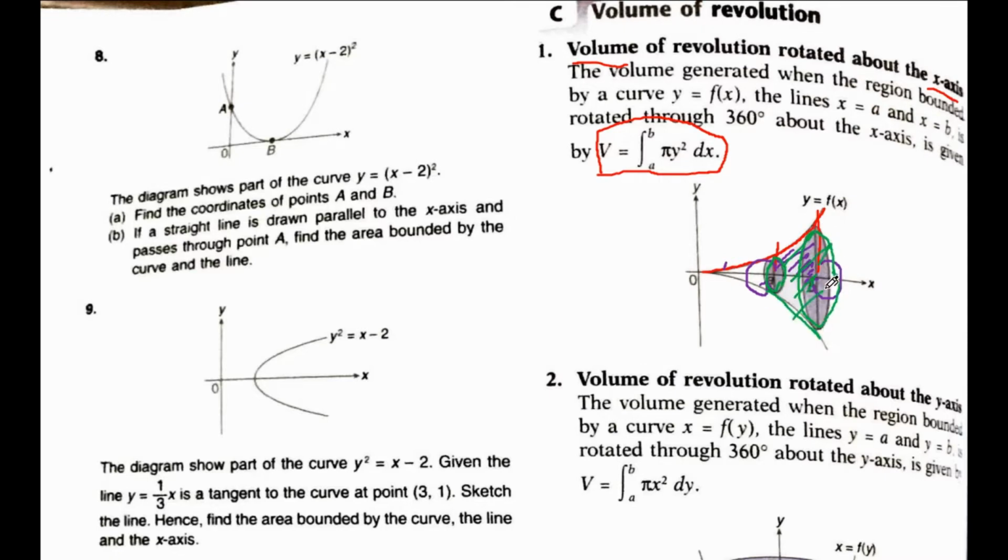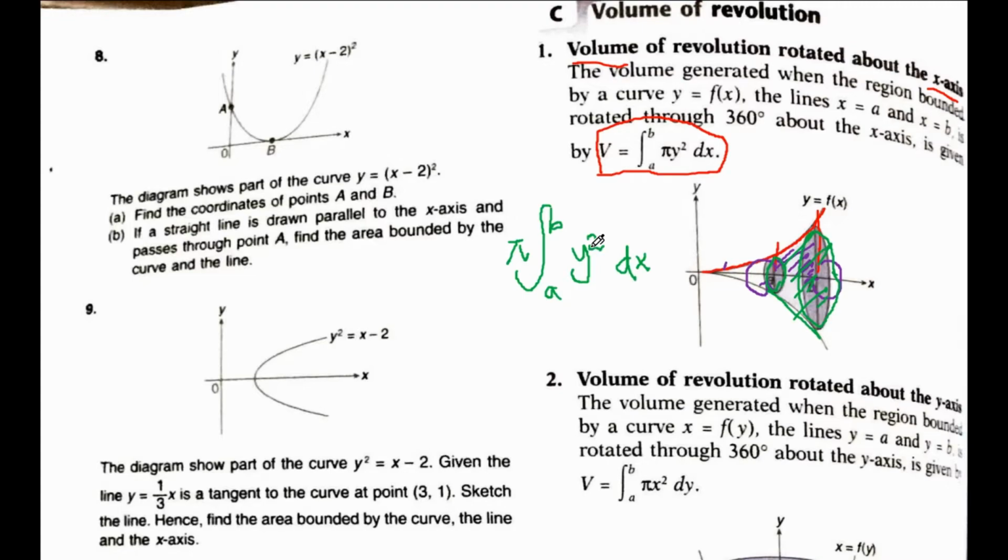The volume of this solid will be V equals integrate from a to b, pi, or you can leave this pi outside also. Because this is the x coordinate, we integrate in terms of x. And then y goes in the center, and this is 360 degrees. This is a 3D one, so we have to put square. This is the formula for volume.